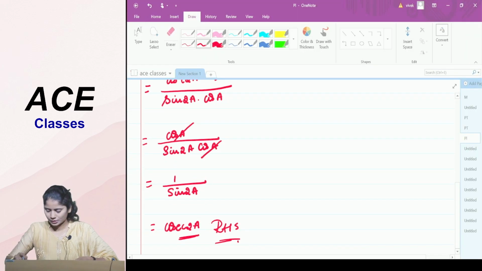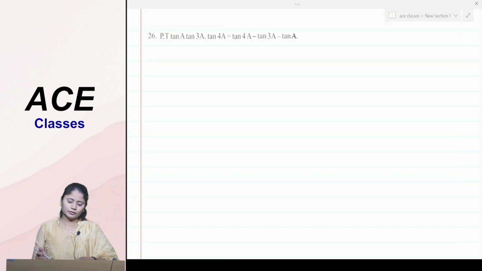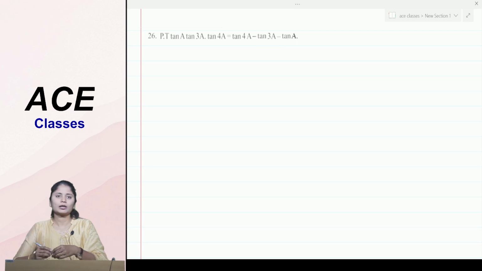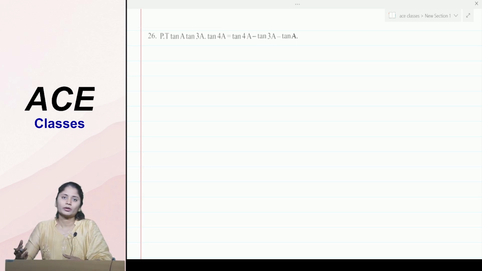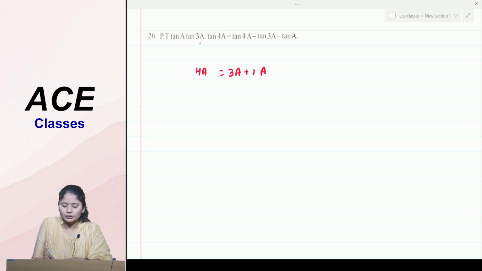Okay. Next question. Prove that tan A multiplied by tan 3A multiplied by tan 4A will be equal to tan 4A minus tan 3A minus tan A. You don't have any formula where you have multiplication of tan. So for that reason, I can write this 4A as the sum of 3A plus 1A. Whatever terms or variables they have used, only those we need to use. Consider 4A equals 3A plus 1A.